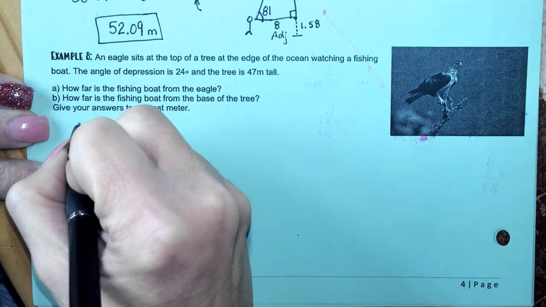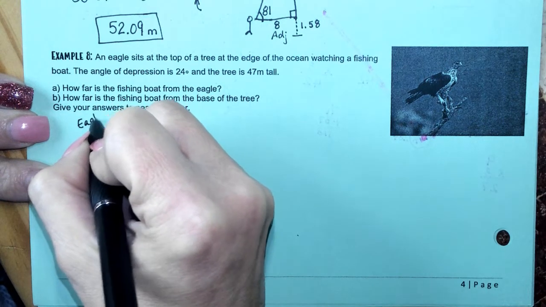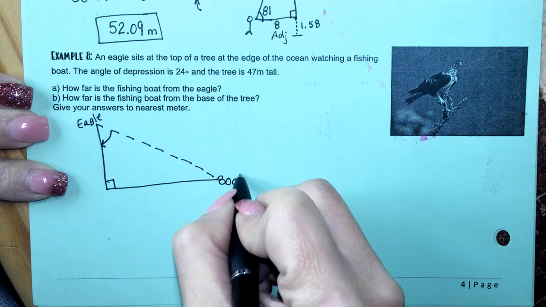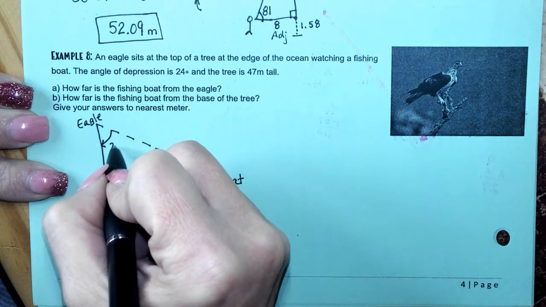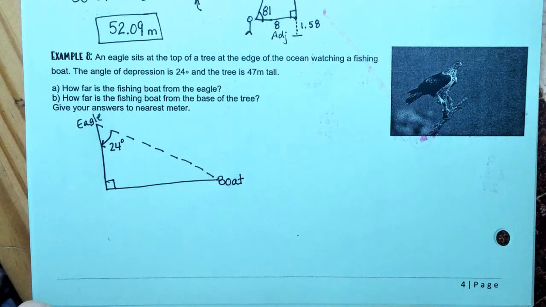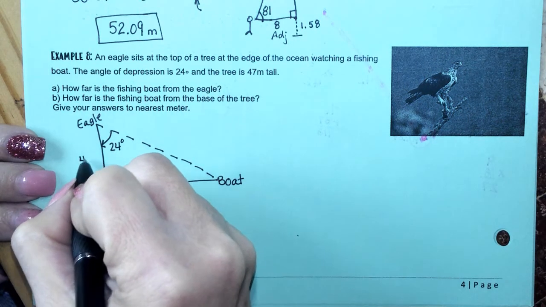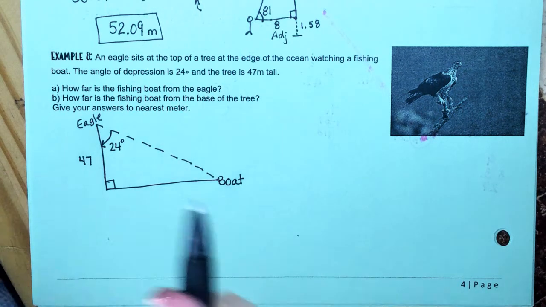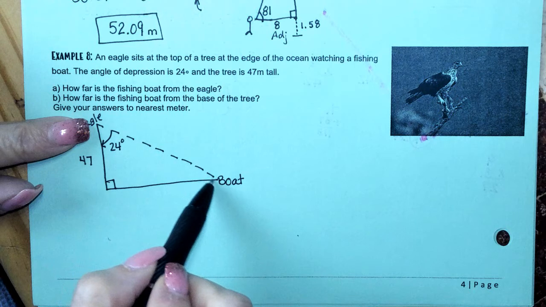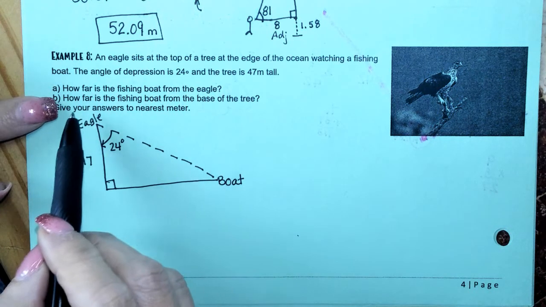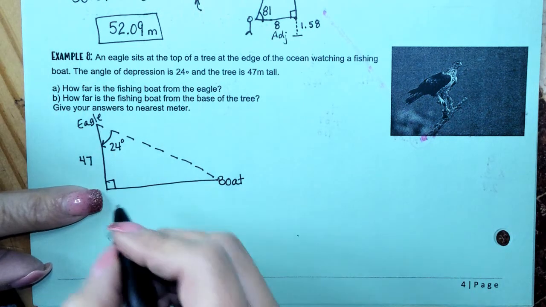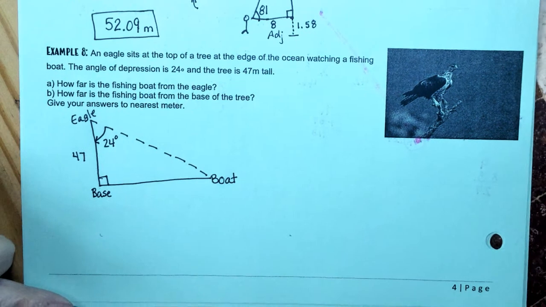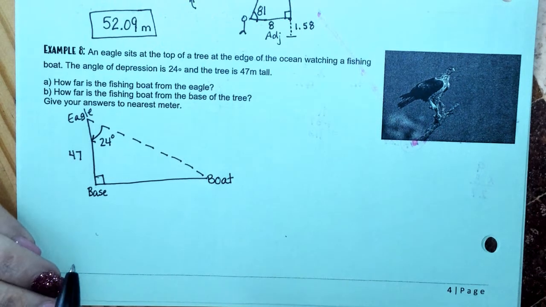All right, so here's my eagle. He's up here, and he's looking down at the boat. And the angle of depression is 24 degrees. And the tree that he's sitting on is 47 meters tall. How far is the fishing boat from the eagle? So here's the eagle. How far is the boat from the eagle? And then how far is the boat from the base of the tree? Here's the base of the tree. We'll call this the base. All right, I feel certain you can do this one on your own.